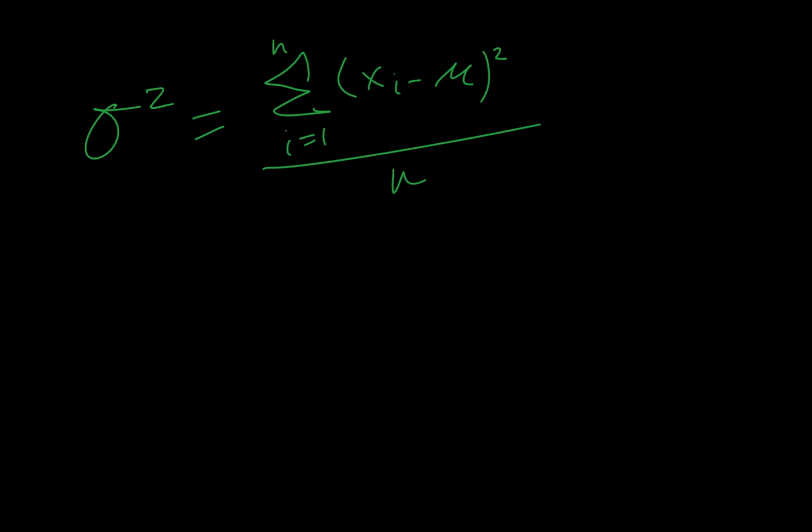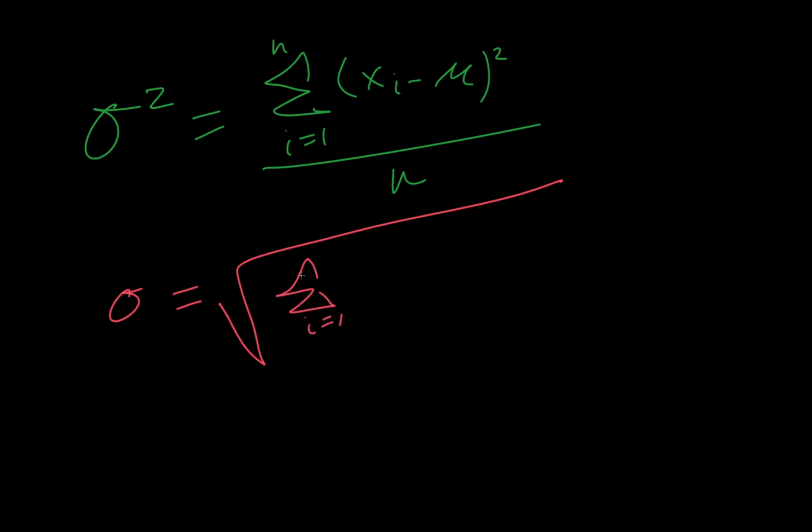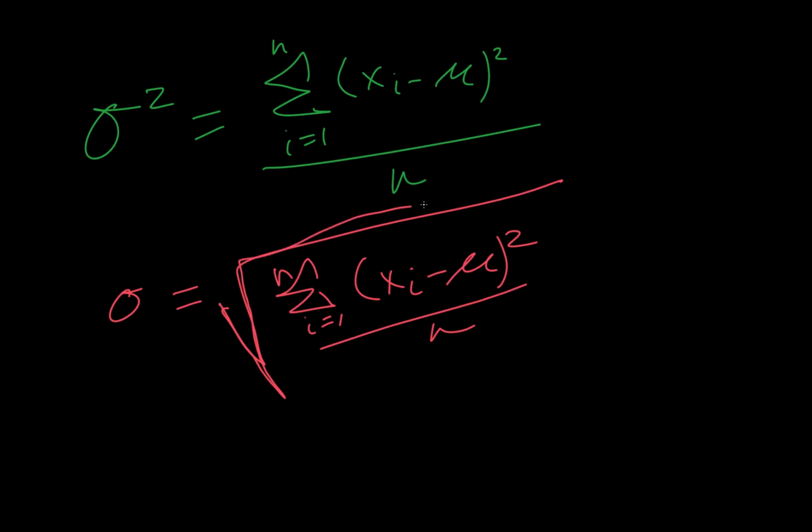Okay, so we have sigma squared equals this, and then i equals 1, x i minus mu squared, all over n. And then we also have this, which is the same thing, but under a square root. Now, just to be clear, this square root is over everything.